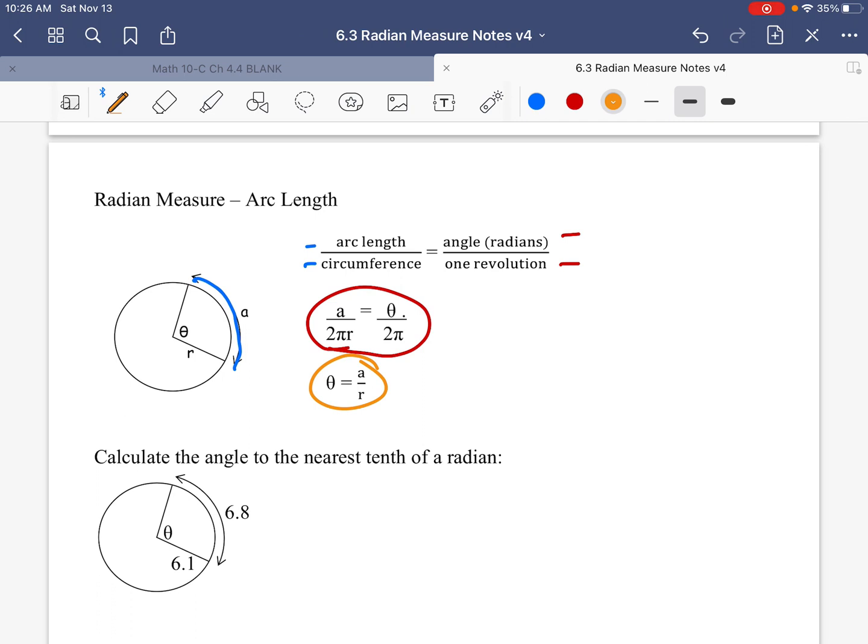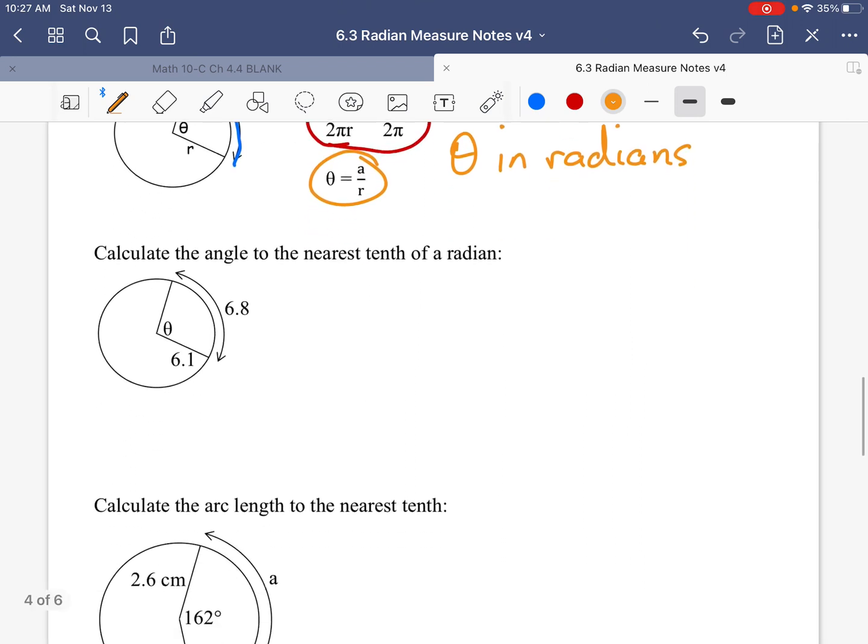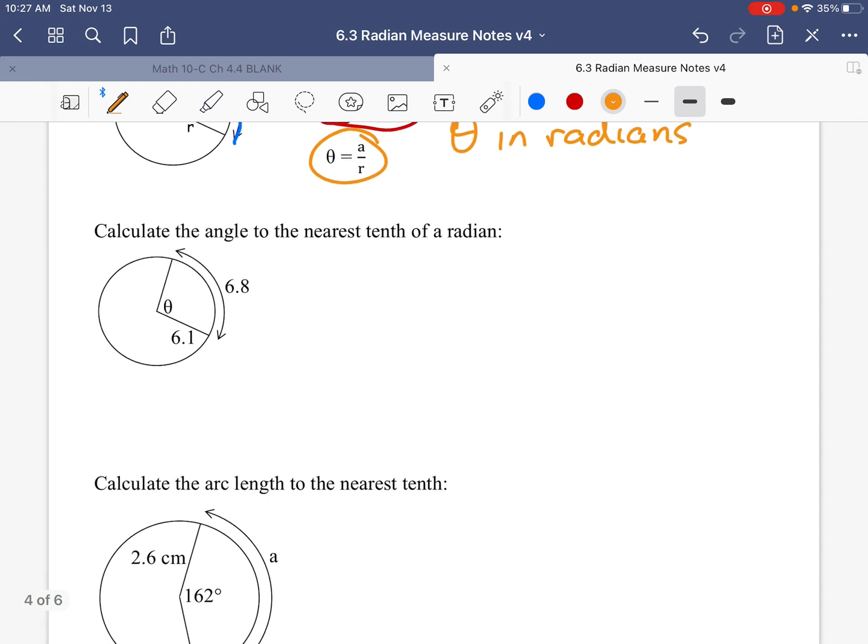Now, this is on your formula sheet. A is arc length, r is the radius. Theta is the central angle in radians. This is quite a popular question on the diploma, and I promise you're going to see it regularly. I will give you something like this. I'll expect you to be able to use this formula as long as you remember you're in radians.